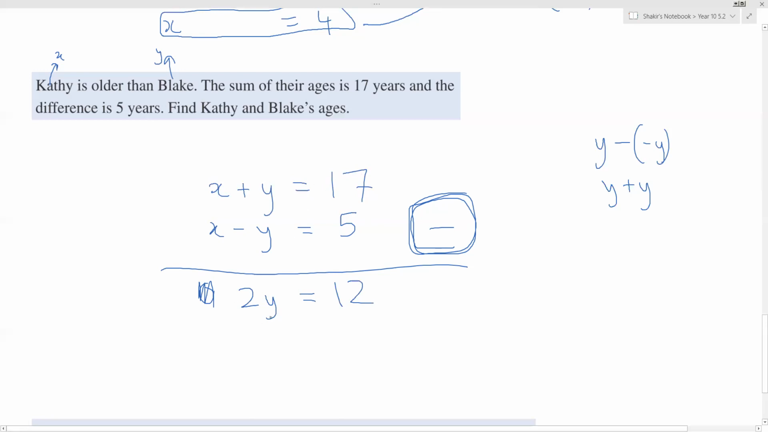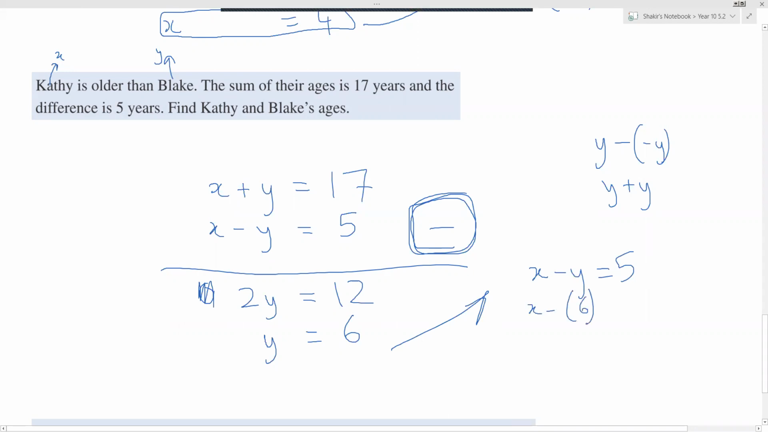Now I can solve this as per normal. So I'm going to divide every term on both sides by 2, giving me Y equals 6. And now I'm going to sub this back into either of those 2 equations. Let's choose X minus Y equals 5, chosen completely at random. I know Y is 6, so X minus, and I'm going to put it in brackets, 6 is equal to 5. Now that's a minus 6, so I'm going to add 6 on both sides, giving me X is equal to 11. And so X is 11.